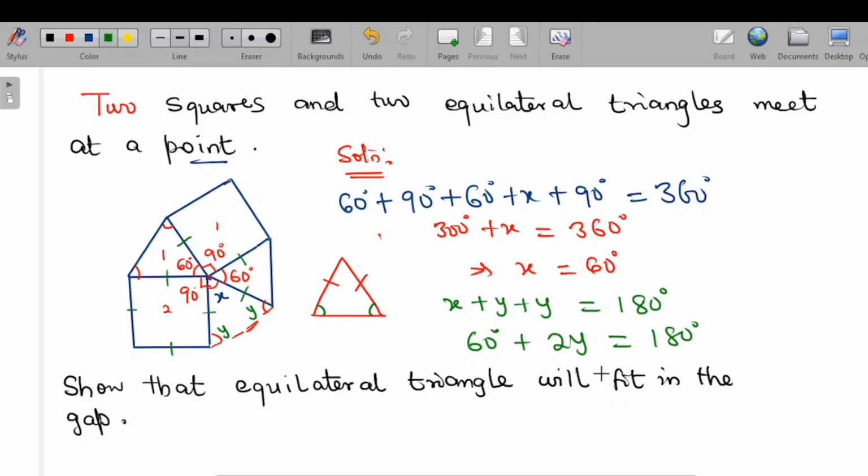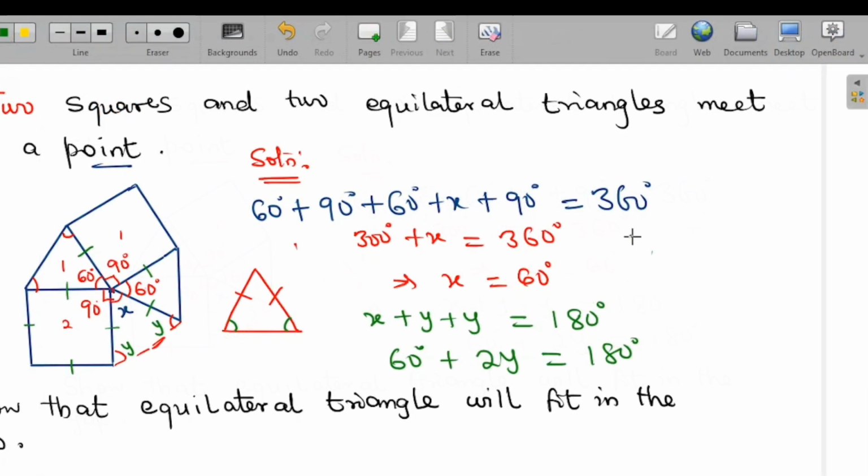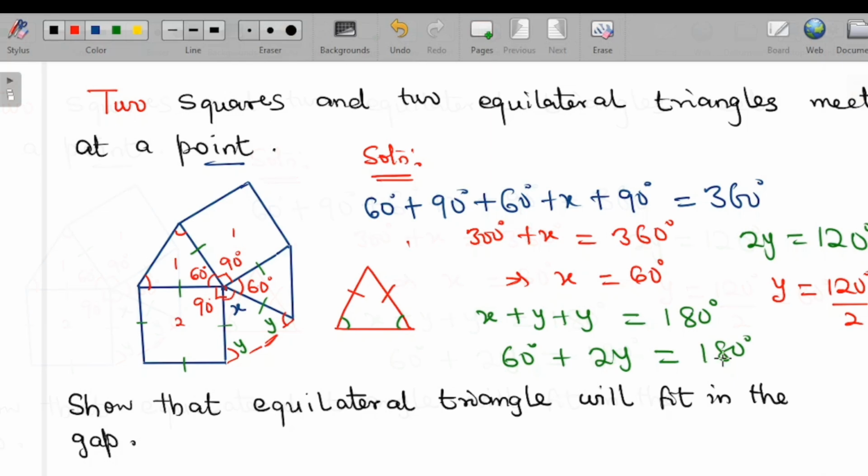From there we can quickly get that 2y alone will be equal to 180 minus 60 degrees, which will give us 120 degrees. And so we are done. That means y is equal to 120 degrees over 2, and that is equal to 60 degrees. So we have found out that the three angles in that triangle are all 60 degrees each, meaning that the triangle that will fit into this space here is going to be an equilateral triangle.